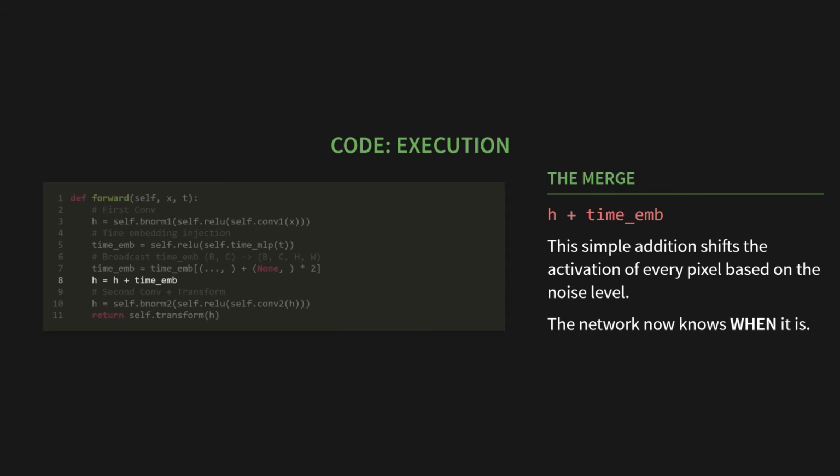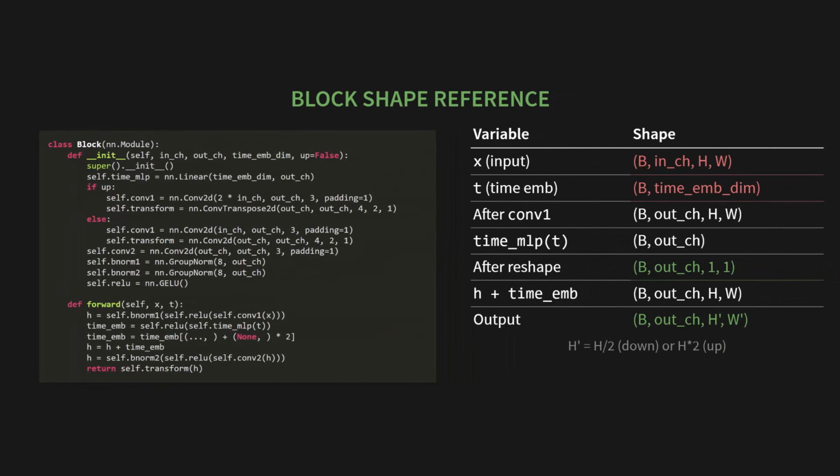It's brilliant. For reference, here's a table showing how the tensor shapes change as they move through the block. The input x comes in, the time t comes in, they get processed, they get merged, and the output has a new height and width, either halved for downsampling or doubled for upsampling. And with that, the architecture is complete. We have built all the pieces. We have a brain.